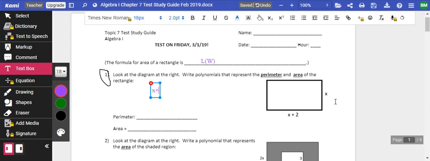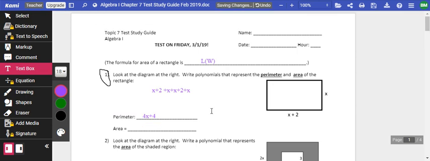So we have x plus 2 plus x. Remember, opposite sides are congruent, so we have another x plus 2, and then we have another x. So now we're just going to combine like terms. There are 4 x's and 2 plus 2 is 4.